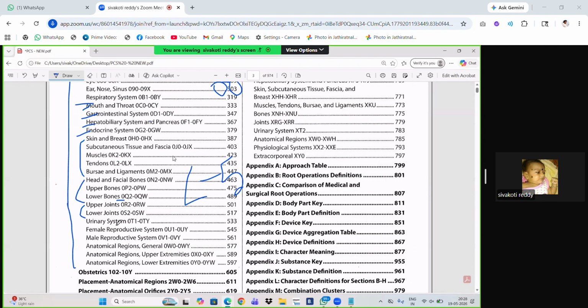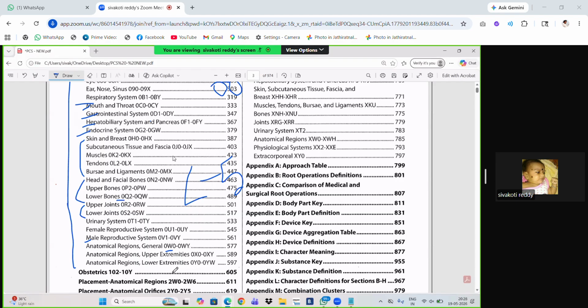Next, urinary system T, female reproductive system U, male reproductive system V. Anatomical regions general. In our body have the anatomical region, body regions like thoracic region, cranial region, abdominal region, pelvic region. If they perform the procedure in the regions, W. Upper extremities means hands, lower extremities means legs.